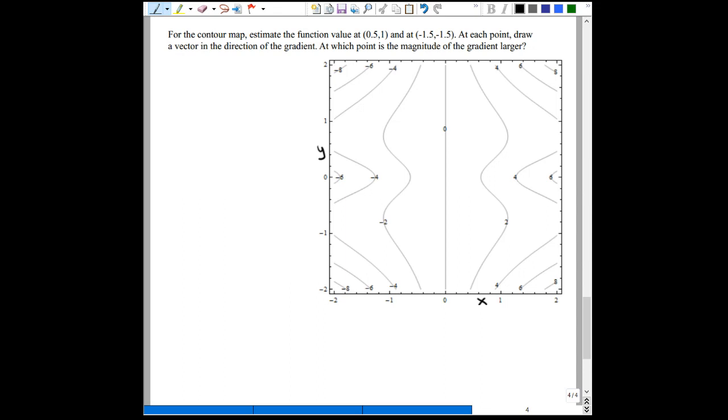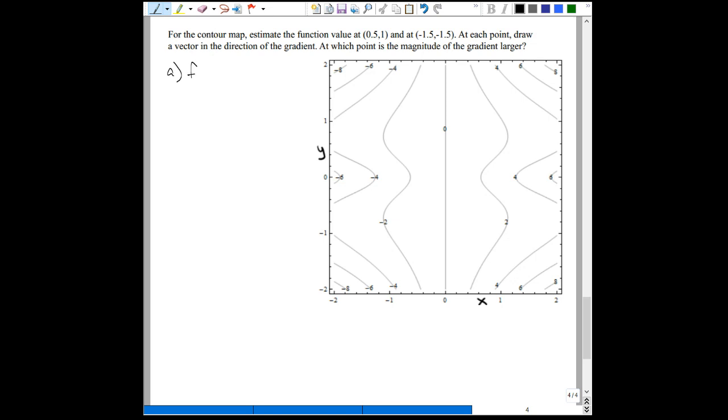In this problem, we are given a contour map with the contour lines labeled with values. And then we're given 2 points. And we're asked first to estimate the function value at these 2 points, then to draw a vector in the direction of the gradient, and then to say which of those 2 gradient vectors will have a larger magnitude. So first, let's estimate our function values.